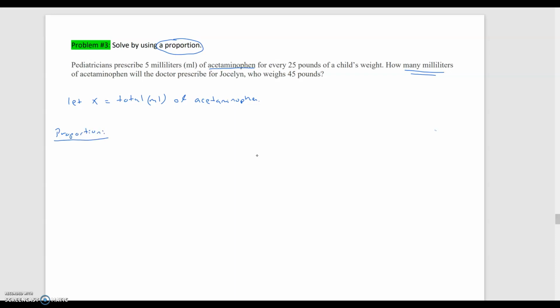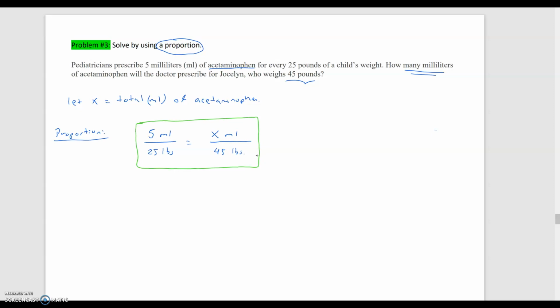So in this case, they're given 5 milliliters for every 25 pounds. So technically, 5 ml for every 25 pounds. This has to be equivalent to the quantity that we're looking for. So x ml over, and the individual here weighs 45 pounds. So 45 pounds. Let me box this in so that we have it as the proportion that we're solving.